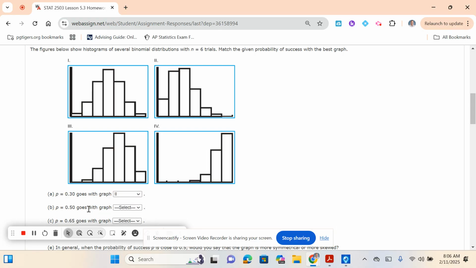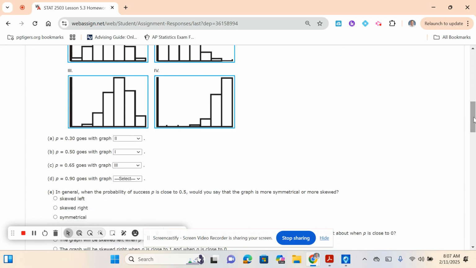What about 0.5? Where is 0.5 between 0 and 1? That'd be right in the middle, right? So it should peak right in the middle if the probability is 0.5. 0.65, where would that one peak? 0.65 is in this area, so it should be peaking around the middle right. So that would be 3. And then the last one, 0.9, would be peaking around 0.9, which is close to 1. So it'd be peaking over here.